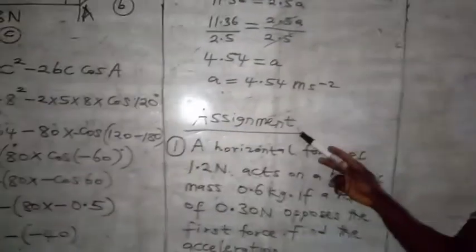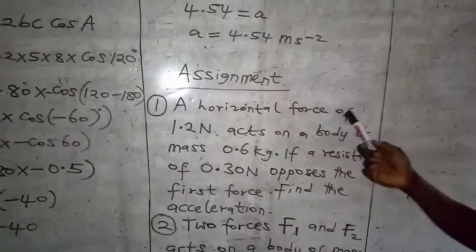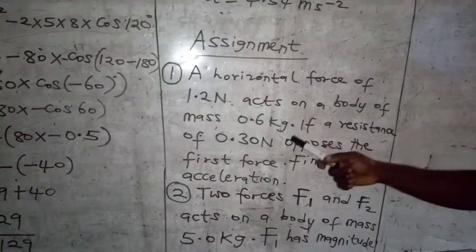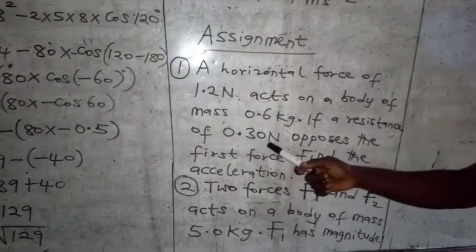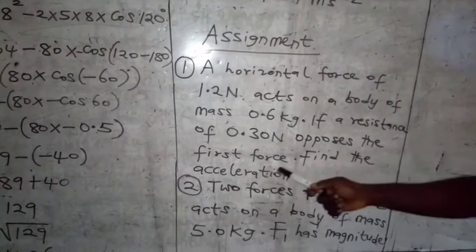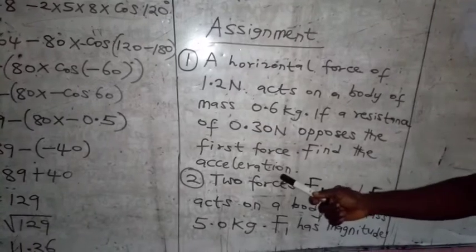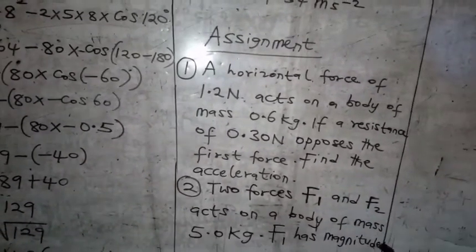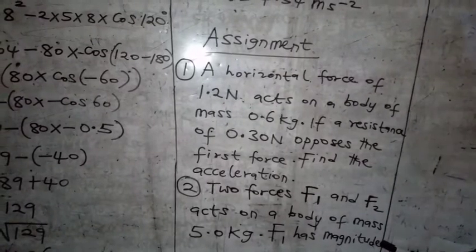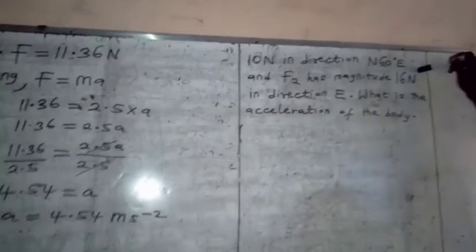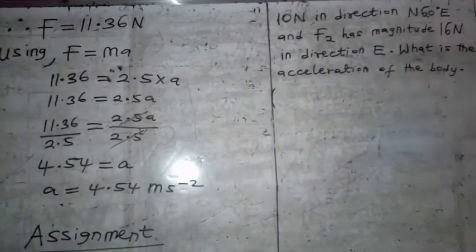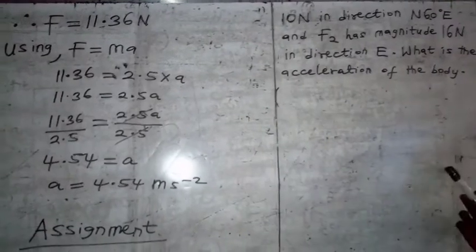Take your assignment. Assignment number 1, it says a horizontal force of 1.2 Newton acts on a body of mass 0.6 kilogram. If a resistance of 0.30 Newton opposes the first force, find the acceleration. Number 2, two forces F1 and F2 act on a body of mass 5.0 kilogram. F1 has magnitude 10 Newton in direction north 60 degrees east, and F2 has magnitude 16 Newton in direction east. What is the acceleration of the body?